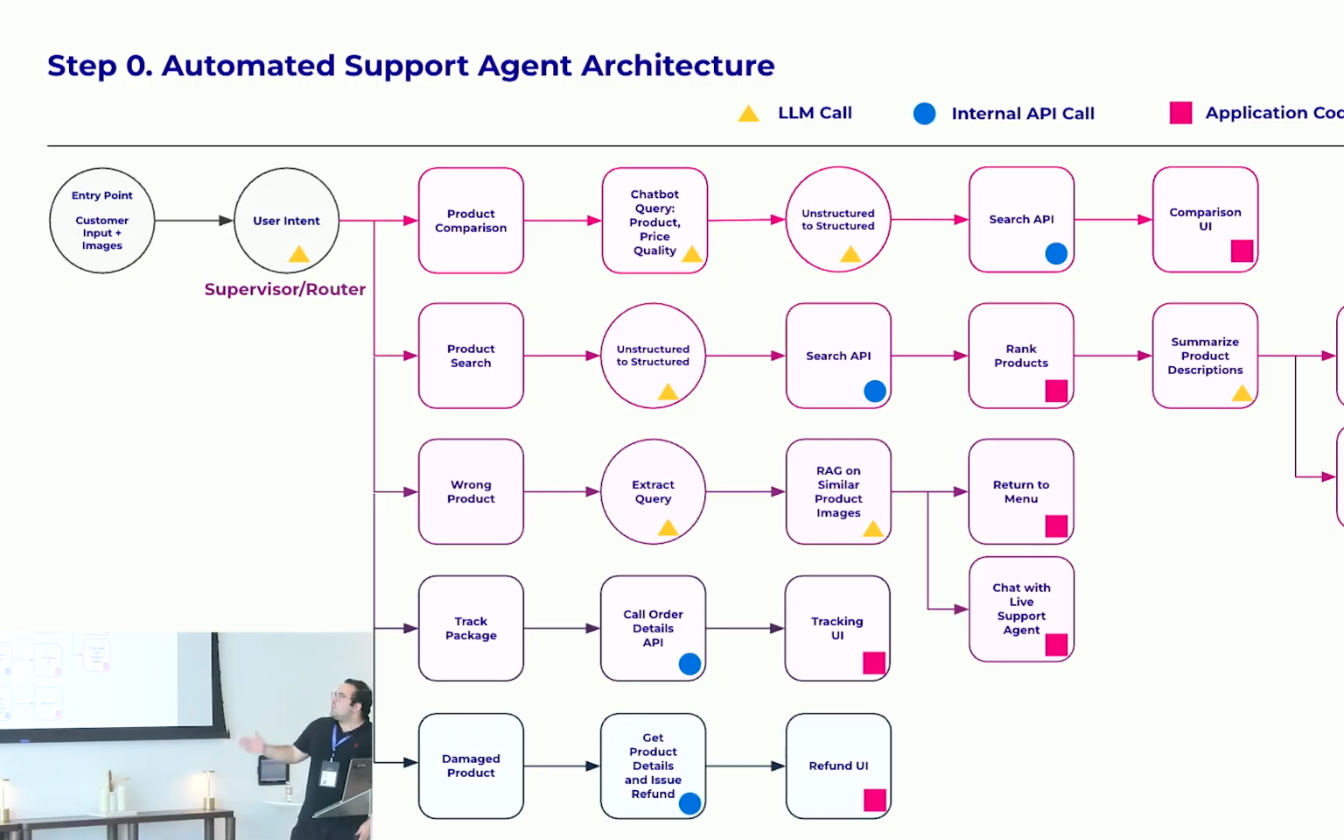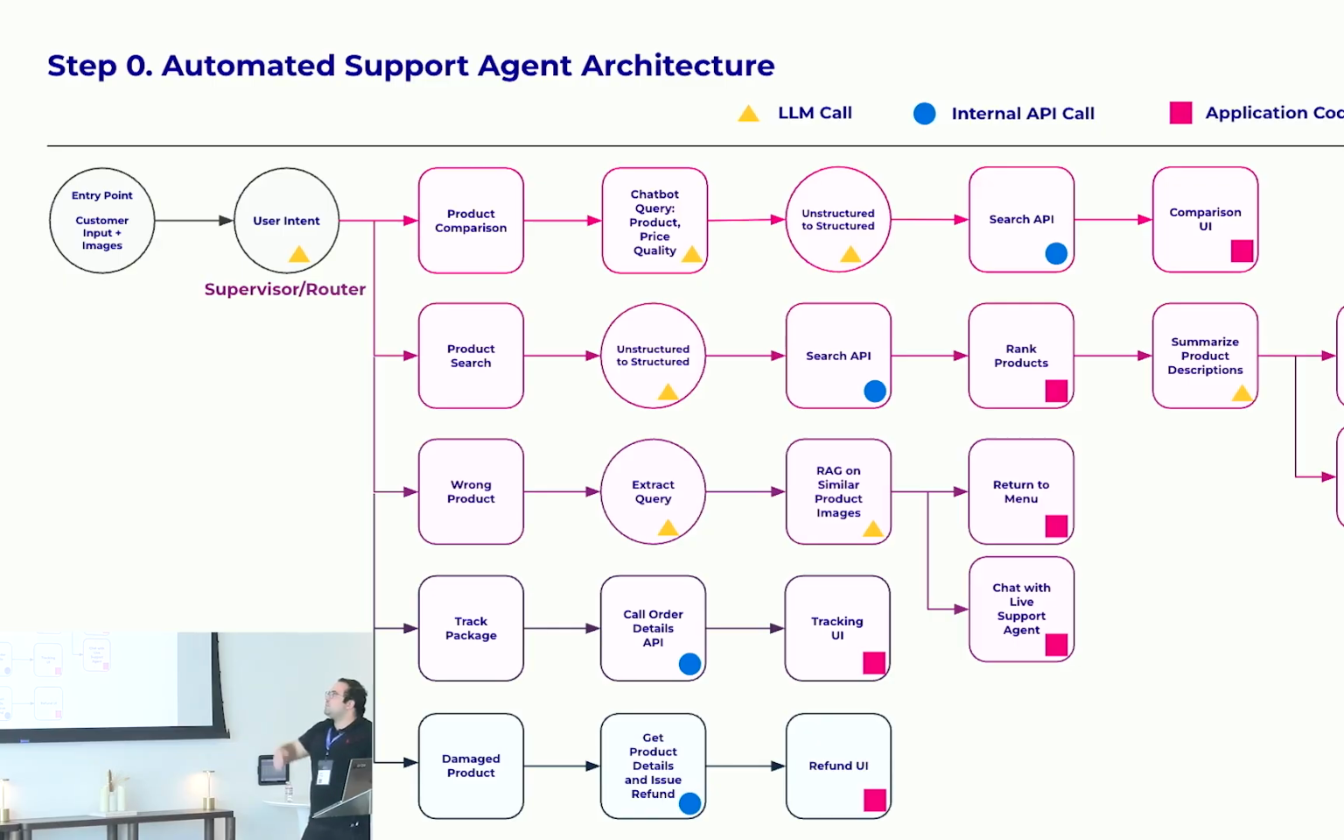So again, I wanted to come up with something relatively common in the industry today. So it's an automated support agent architecture, right? What we have here is a customer input. Let's say it also has some images, right? And then the first step is you have a supervisor. Some people call this a router, depending on what you use. And then it picks which path to go with, right?